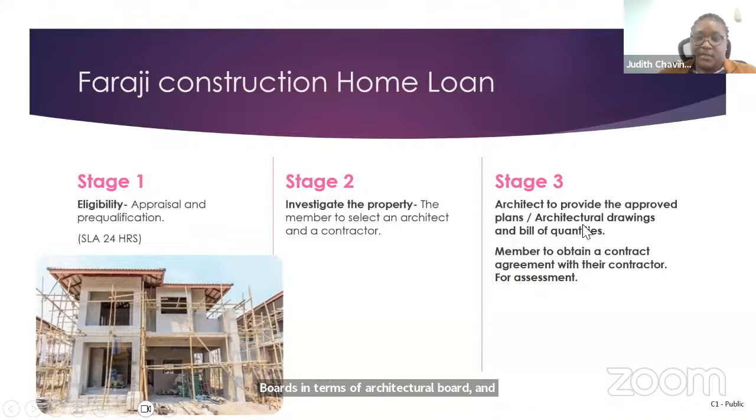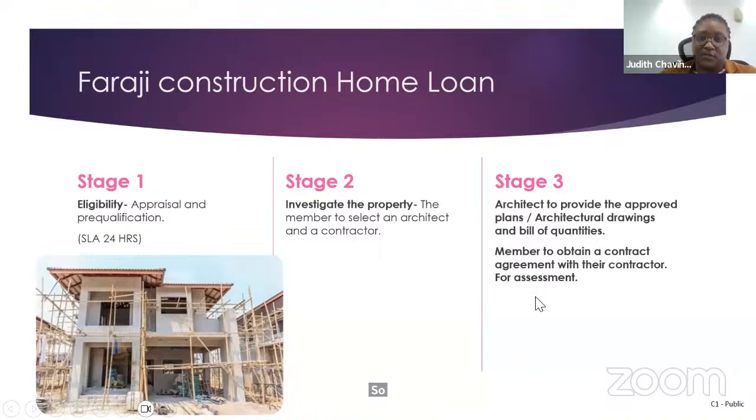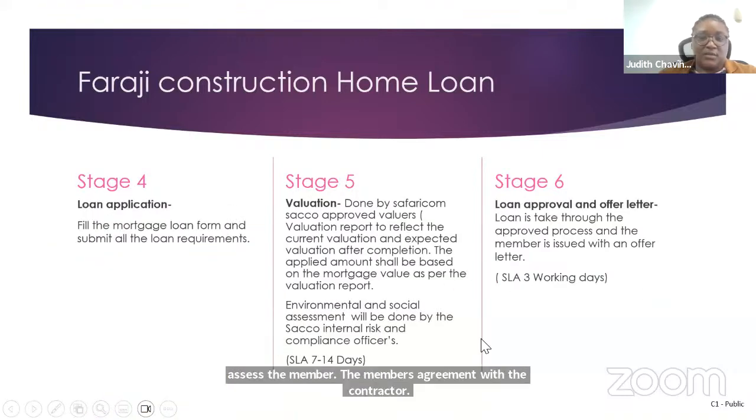Stage 3, the architect to provide approved plans, architectural drawing, and bill of quantities. The member to obtain a contract agreement with the contractor for assessment. So at this point, we'll also assess the member's agreement with the contractor. So basically, those are the documentation that are needed at that stage.